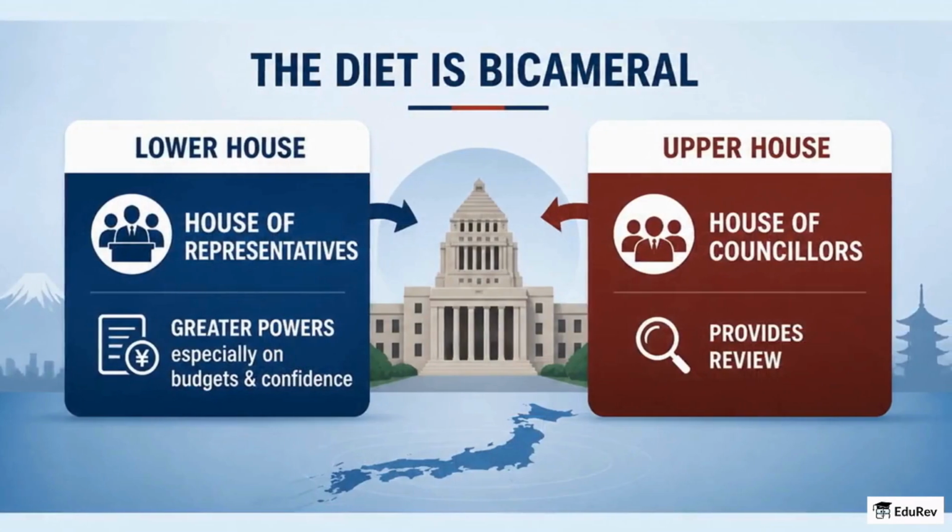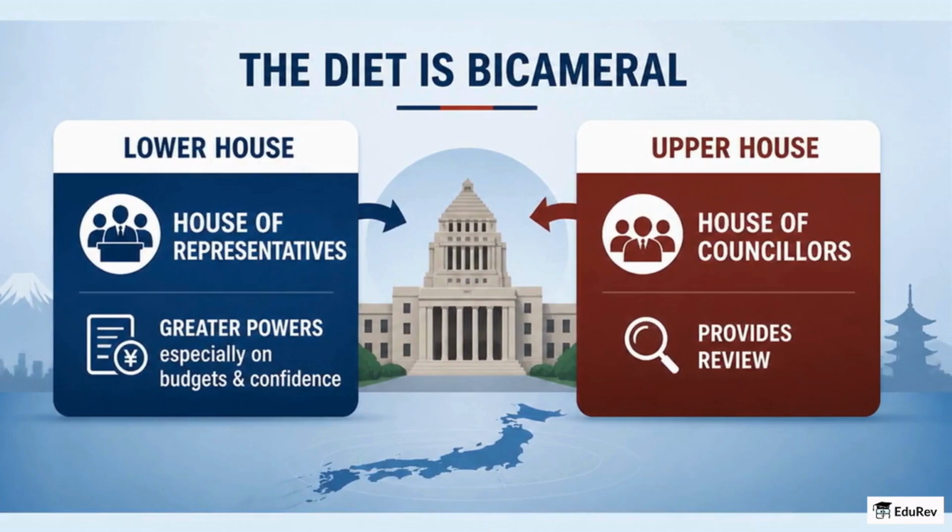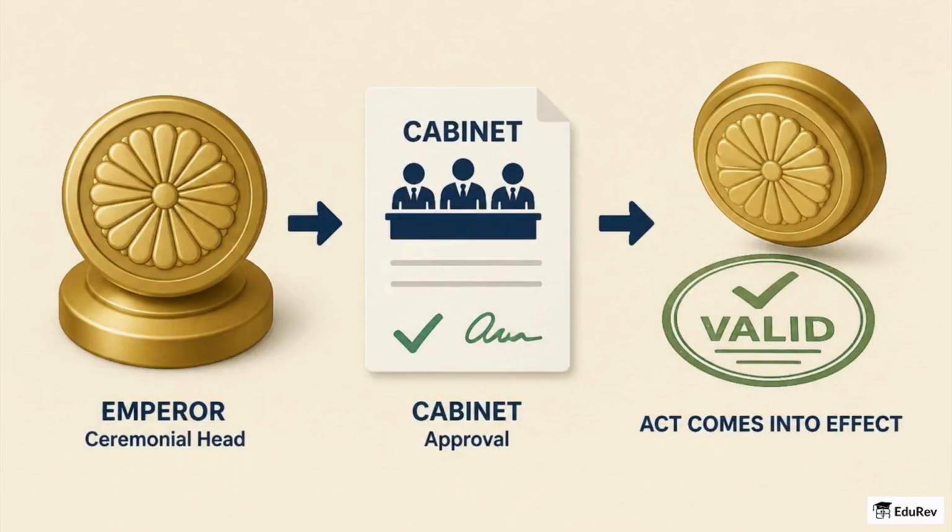The Diet is bicameral. The House of Representatives is the lower house with greater powers, especially on budgets and confidence, while the House of Councillors is the upper house providing review. The emperor's acts require cabinet approval. So visually imagine the emperor as a ceremonial seal that only works after the elected government signs off.